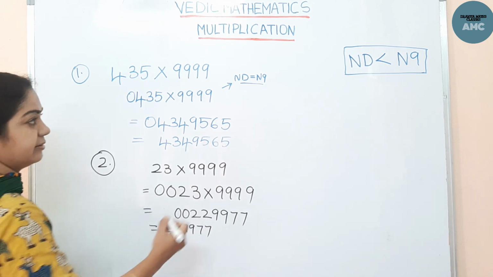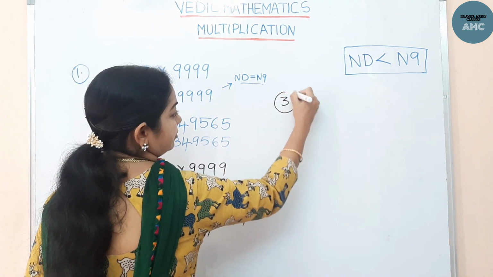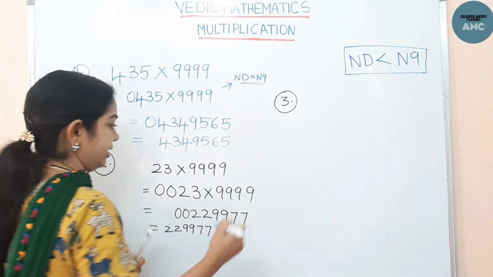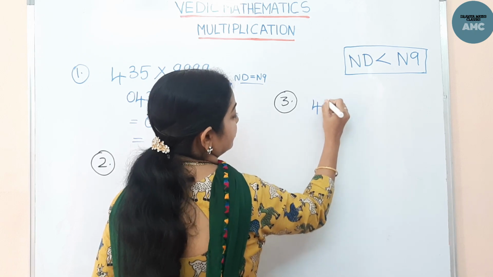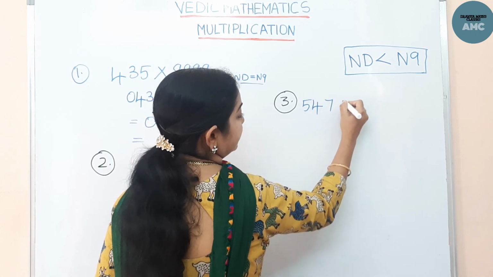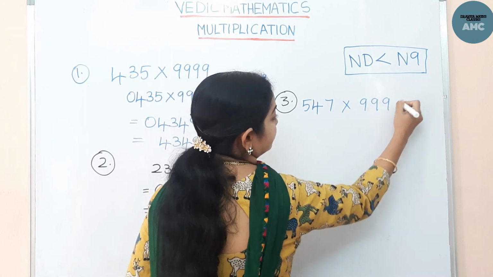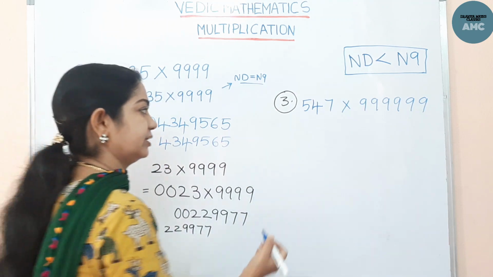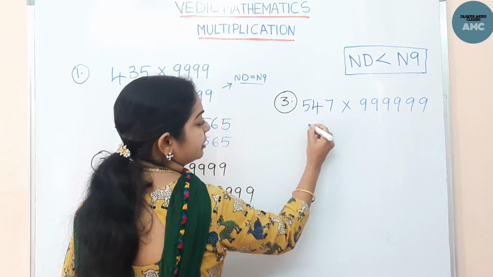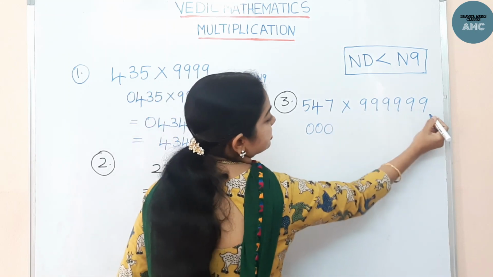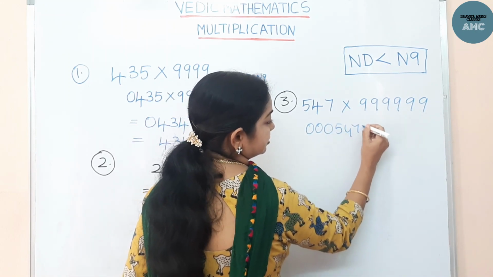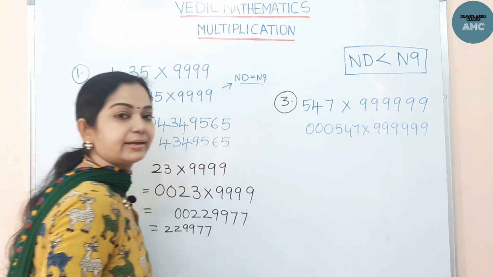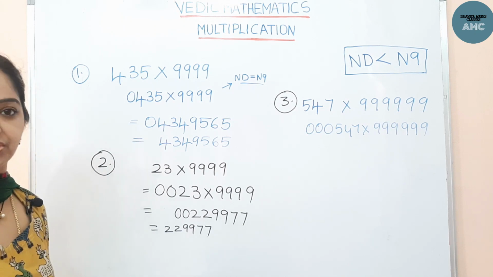Right? Let us take another example. Now let me take 547 into 5 9s or 6 9s. Anything we can take. Now here only 3 digits, so I need to add 3 zeros to make it a 6-digit number. So this comes to a 6-digit number. I'm equating the 9s with the zeros. The number doesn't change here.